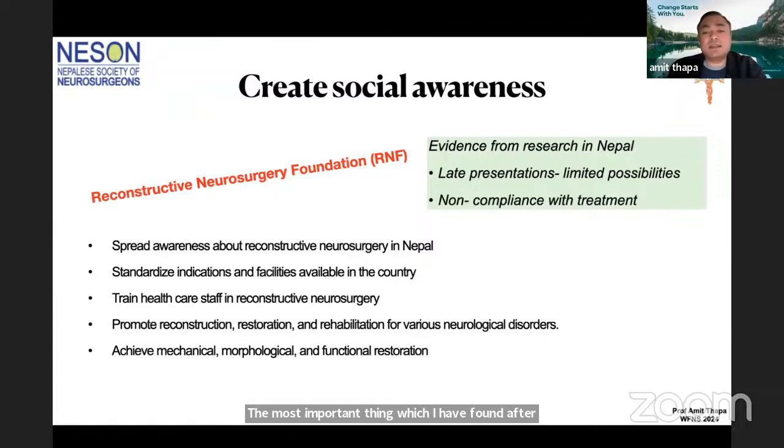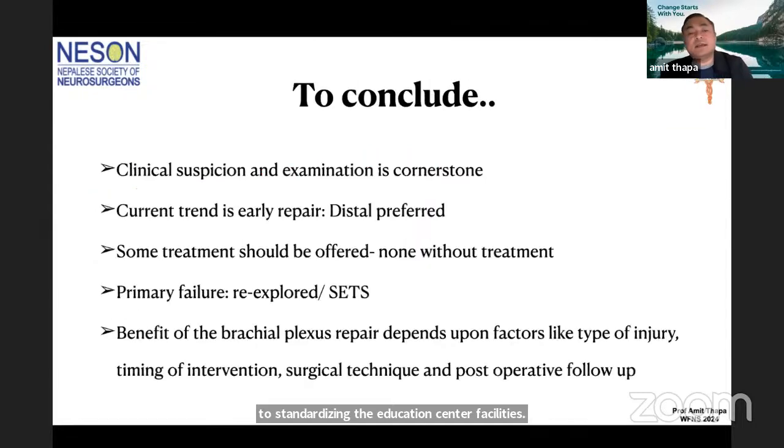The most important thing which I have found after starting practice in my country has been to create social awareness. There is an innate belief in the community that these types of surgeries do not help, and hence we have to spread awareness about this type of reconstructive neurosurgery, and also standardize the indications and the facilities. And the most important is to gather evidence from research which is ongoing in the country.